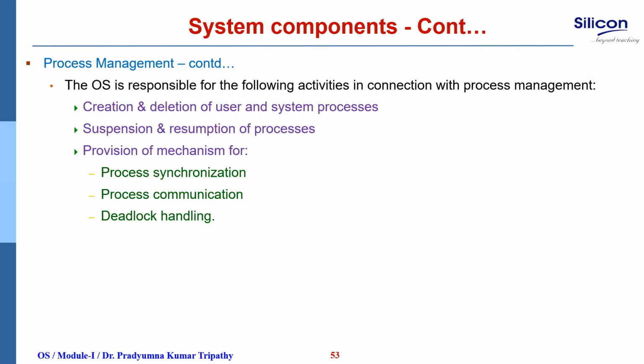Another is deadlock handling. What do we mean by deadlock here? A situation may occur in the system where none of the processes is able to continue its execution. That situation is known as deadlock. One chapter is dedicated to deadlock in our operating system paper.